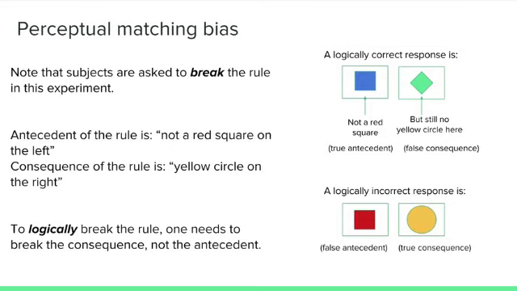Here, a form of perceptual matching bias overrides the logically correct response. Evans attributes this to the not heuristic. Note that a heuristic is a mental shortcut. Here, the word not in the rule acts as a heuristic by directing the participant's attention to the proposition that it denies.